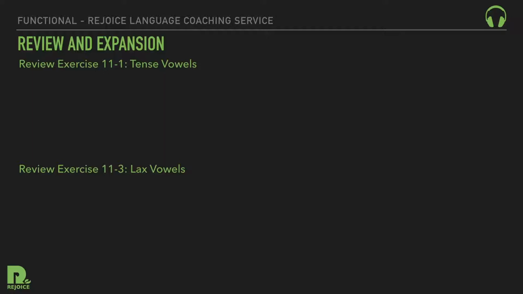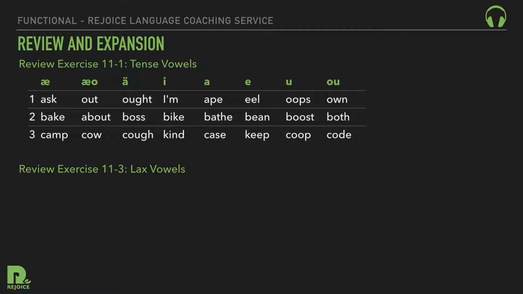Review exercise 11-1. Tense vowels. Ask. Out. Ought. I'm. Ape. Eel. Oops. Own. Bake. About. Boss. Bike. Bathe. Bean. Boost. Both. Camp. Cow. Cough. Kind. Case. Keep. Coop. Code.